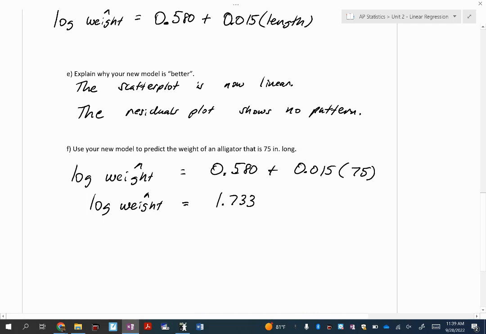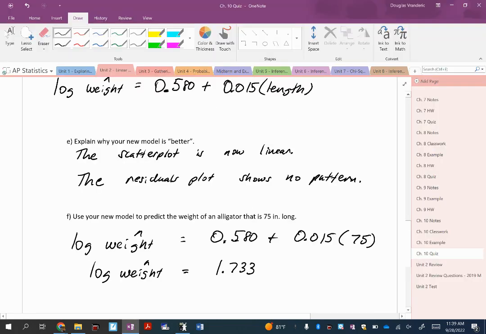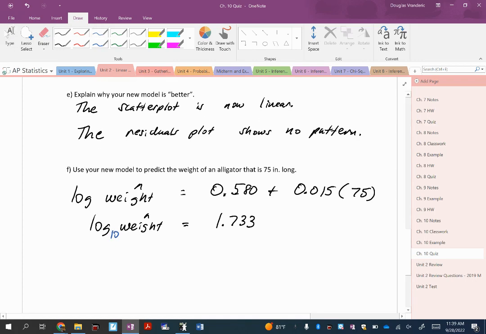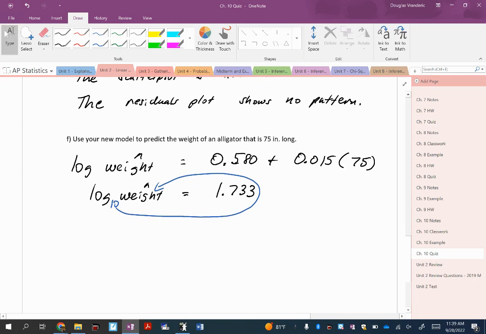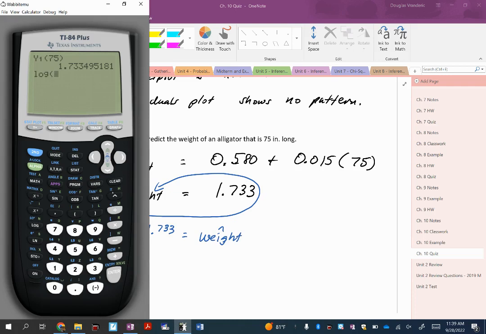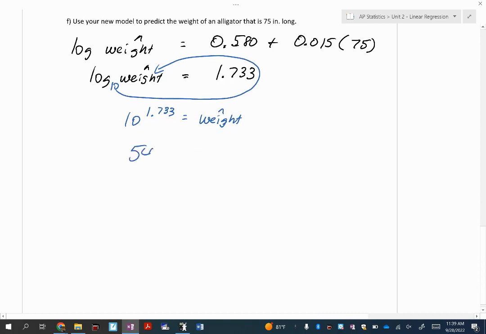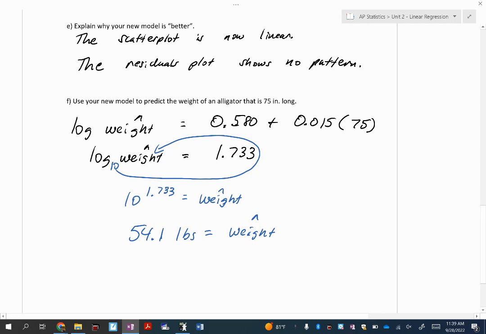So like I did, if you watched my classwork example number 2, I'm going to think of this as log base 10. And so I'm going to swap it to 10 to this power equals the weight. So I'm going to do 10 to the 1.733 power equals my predicted weight. So let's do that in the calculator. So 10 to that power equals 54, let's say 0.1. So 54.1 pounds is the predicted weight for this model for an alligator that's 75 inches long.